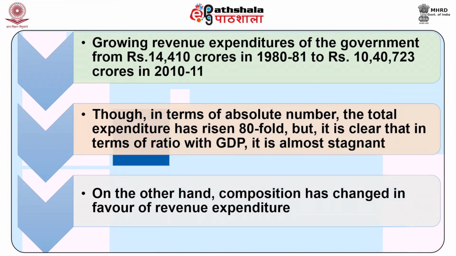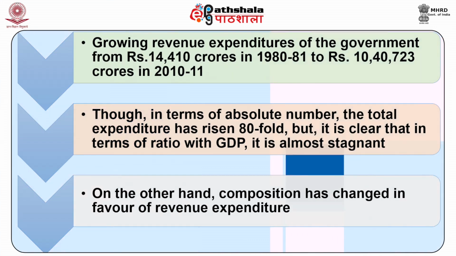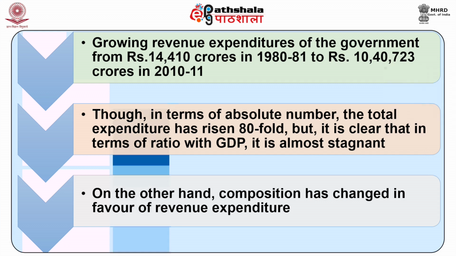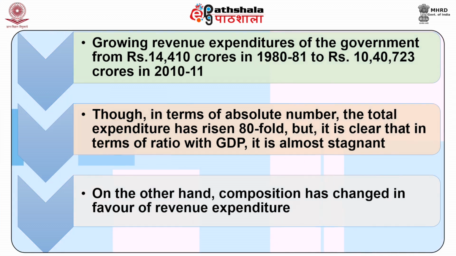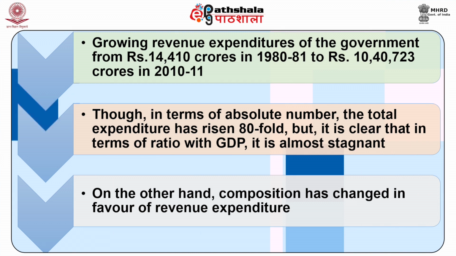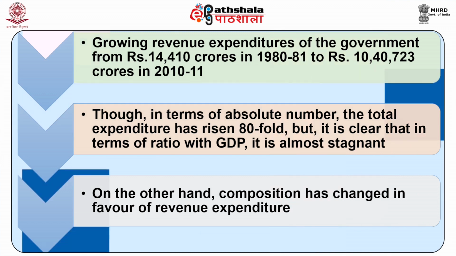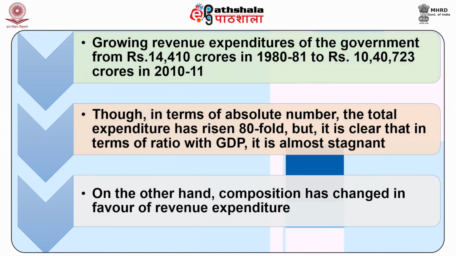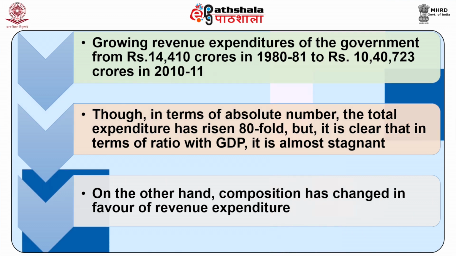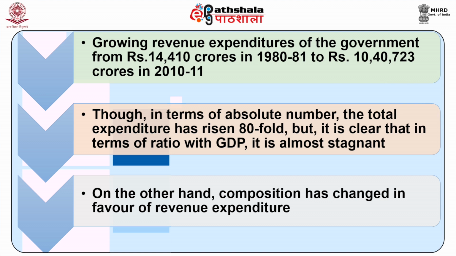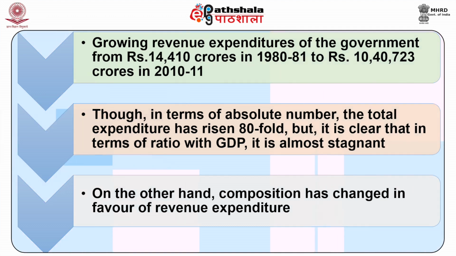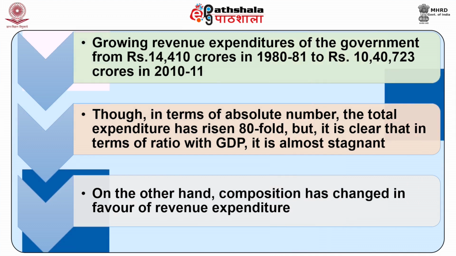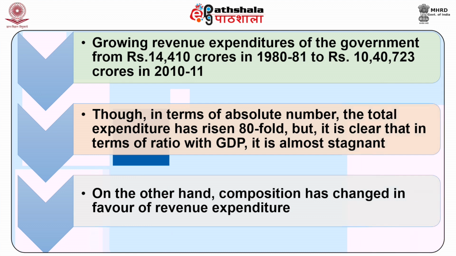The first major trend in public expenditure which we observe in India is the growing revenue expenditure of the government from rupees 14,410 crores in 1980-81 to rupees 10,40,723 crores in 2010-11. Though in terms of absolute number, the total expenditure has risen 80-fold, it is clear that in terms of ratio with GDP, it is almost stagnant. On the other hand, composition has changed in favor of revenue expenditure.